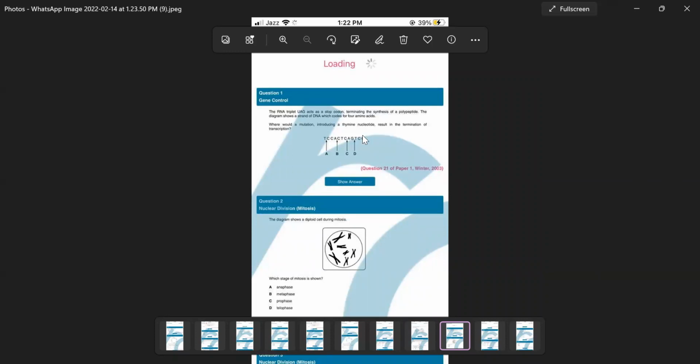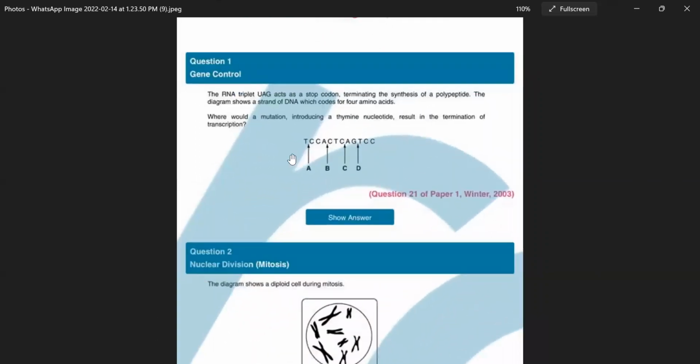So this is question number 1, and we're almost done. Let's just finish with this question and we're done with the time as well. The RNA triplet UAG acts as a stop codon, terminating the synthesis of a polypeptide. The diagram shows a strand of DNA which codes for 4 amino acids. Where would a mutation introduce a thymine nucleotide result in the termination of transcription?